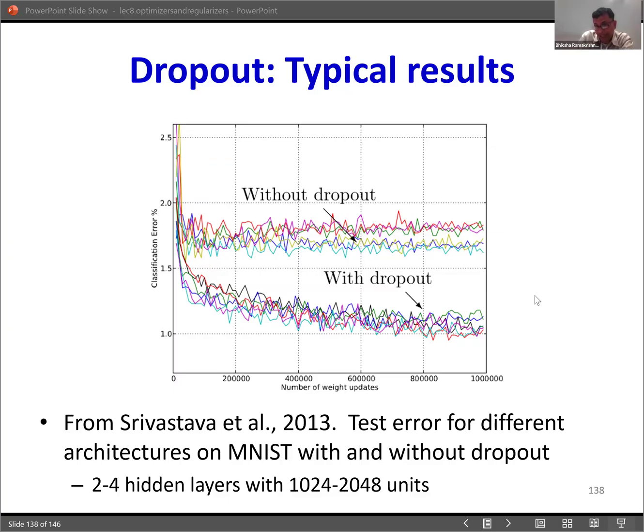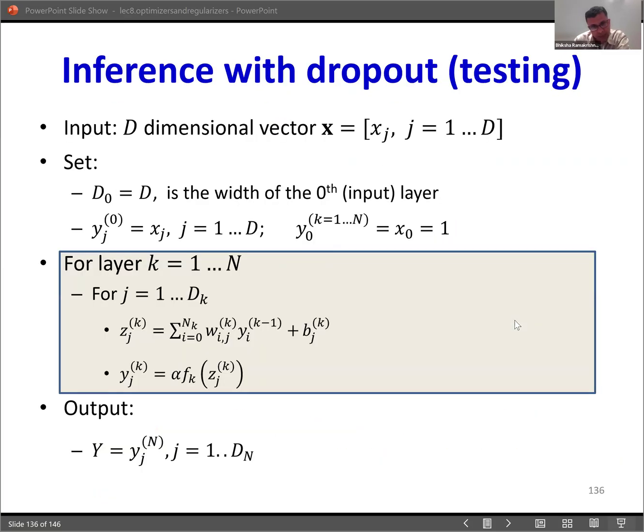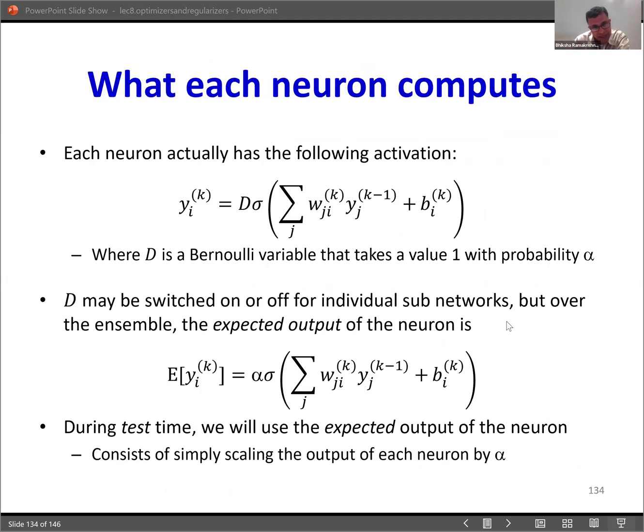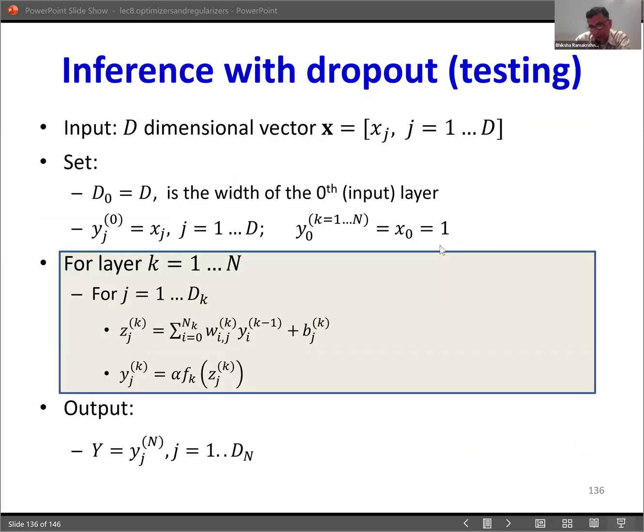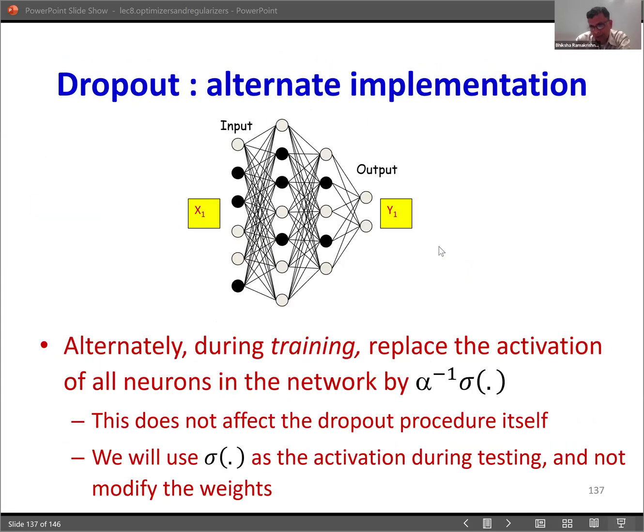Right. So you're not using dropout during inference, Pranav. For dropout to make sense, you have to take the expectation over all 2 raised to n classifiers that the dropout effectively learned. And if you want to take the expectation over all 2 raised to n classifiers, it's not feasible. So instead, you'd compute the network over the expectation of the individual neurons. That's all. That makes sense?